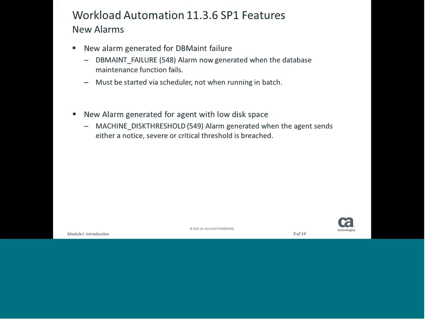Okay, next. New alarm sent when the agent starts noticing that it's running low on disk space. So the alarm name is machine_disk threshold, and we'll get to it in a couple of slides, but the agent can now send out messages when it's running low on disk space, and there's 3 types of notifications that you'll get, and we'll talk about those in a minute.